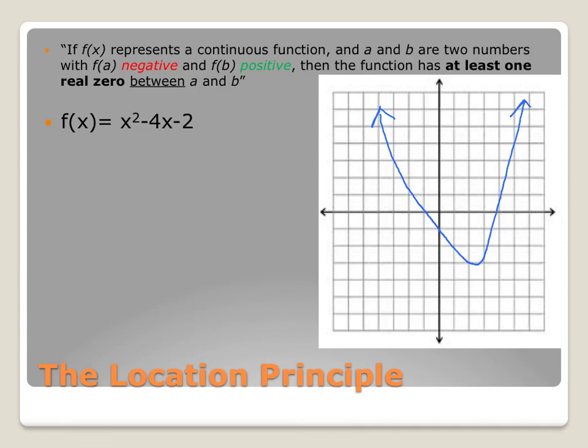Now we can see where our a's and b's are. Here we can see that it's between negative 1 and 0, which is right here. We can also see that it falls between a positive 4 and 5. So we would write our a's and b's as being between negative 1 and 0, and also between 4 and 5. So that's how we use our location principle.